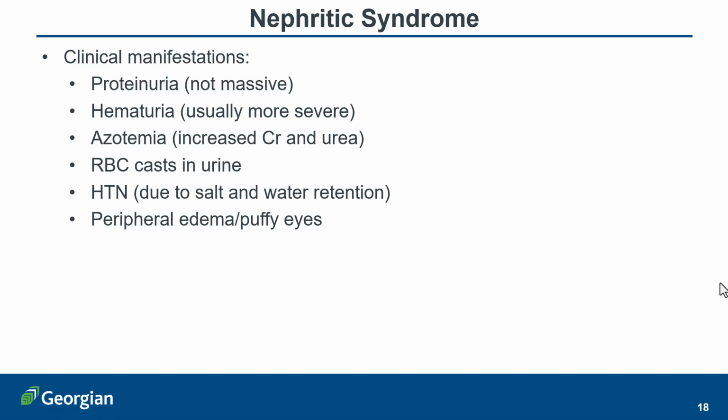Here are the clinical manifestations in summary of the nephritic syndrome: proteinuria, although not as massive as in the nephrotic syndrome; hematuria, far more severe compared to the nephrotic syndrome; azotemia, which is really the increased creatinine and BUN levels; red blood cell casts in the urine, we saw that on the previous slide; hypertension due to salt and water retention; and peripheral edema. Usually the edema is not as severe as in nephrotic syndrome, although it could be. Besides the peripheral edema, you also have periorbital edema, again usually more severe in the nephrotic syndrome compared to the nephritic syndrome.